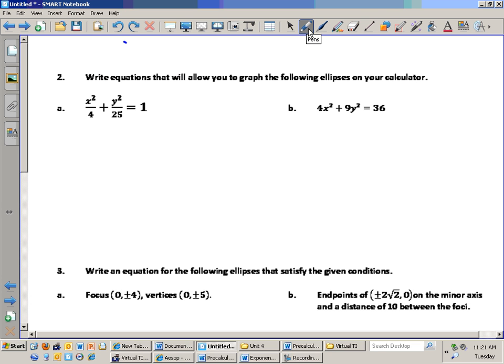Oh boy. Write equations that will allow you to graph the following ellipses on your calculator. True or false? An ellipse is a function. False. Why is an ellipse not a function? Does not pass the vertical line test.